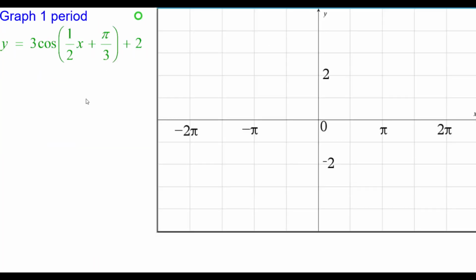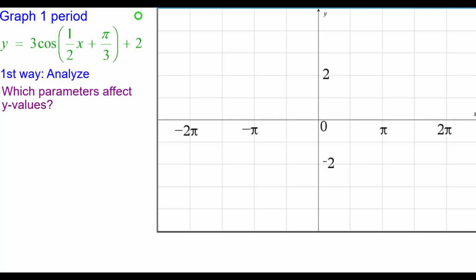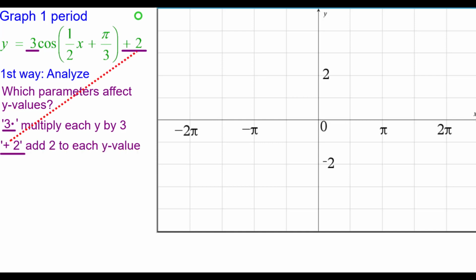Notice again you're only asked to graph one period of this one. So we're going to start off by analyzing this. Which parameters affect y values? We'll look at those first. In this case there are two of them, times 3 and plus 2. Times 3 multiplies each y by 3, plus 2 adds 2 to each y value.